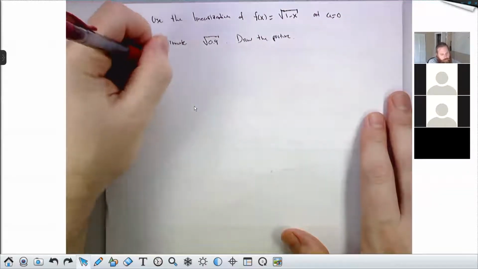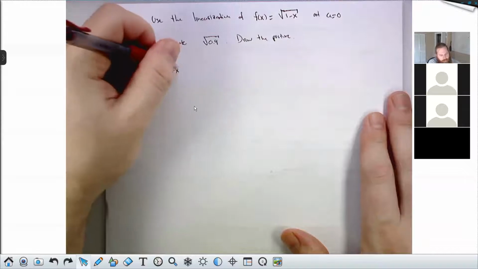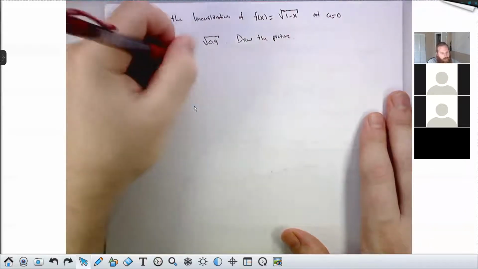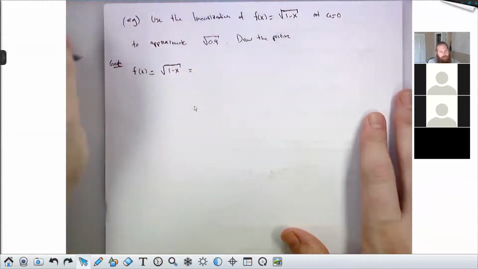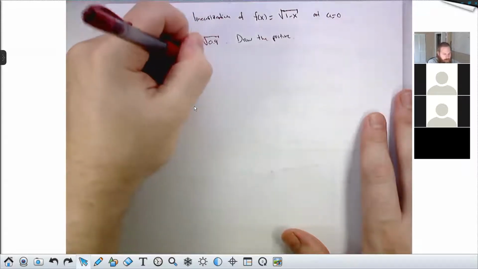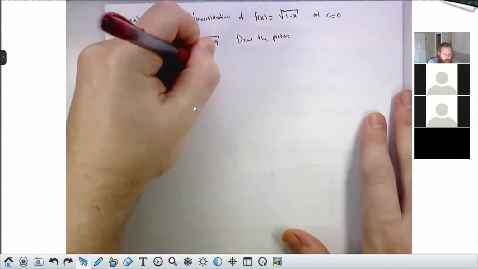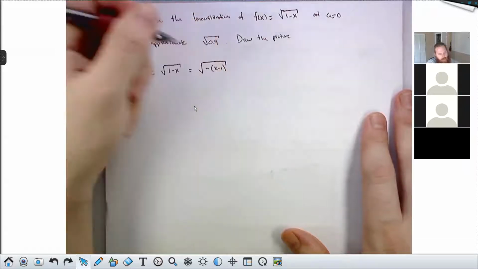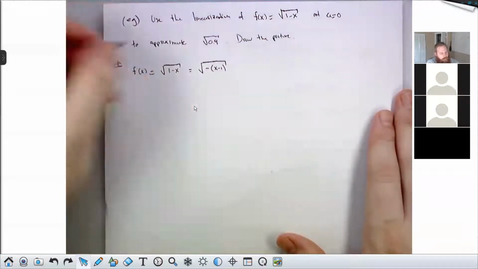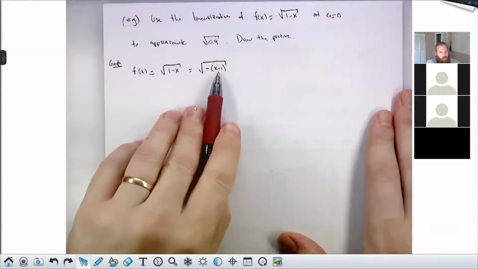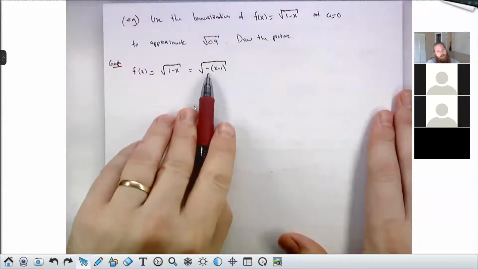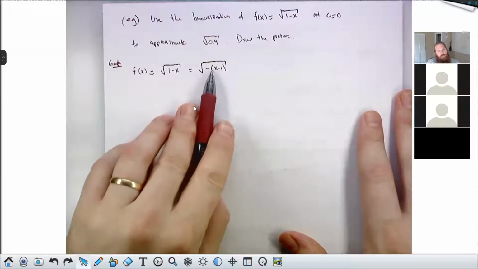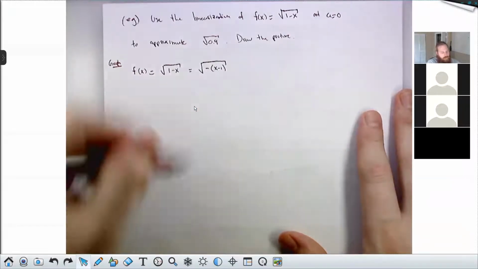This is a skill that we should remember from pre-calculus. We can graph this as a transformation. The square root of 1 minus x is the square root of negative x minus 1. So this is the square root function shifted to the right 1 and also reflected horizontally. So you do the horizontal reflection first and then the right shift.